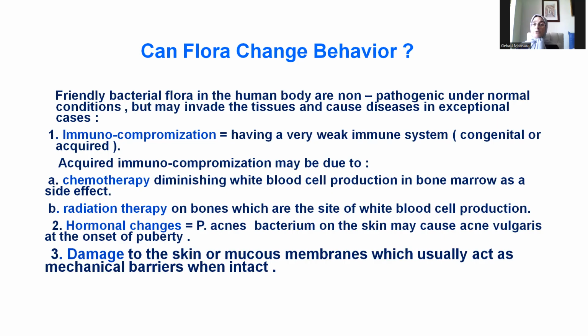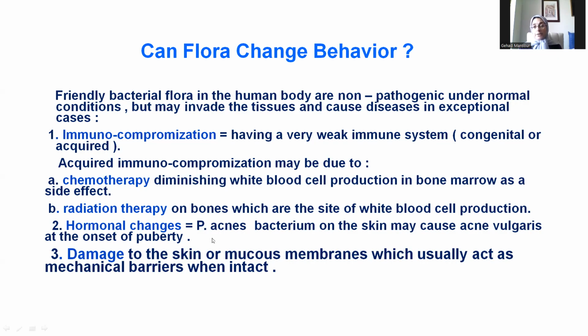On the other hand, in radiation therapy, especially if radiation therapy affects the lymph nodes and the bone, then there will be diminished production and diminished function of the white blood cells. So the host immunity becomes weak, and that's a good opportunity for opportunistic friendly flora to turn into pathogens.